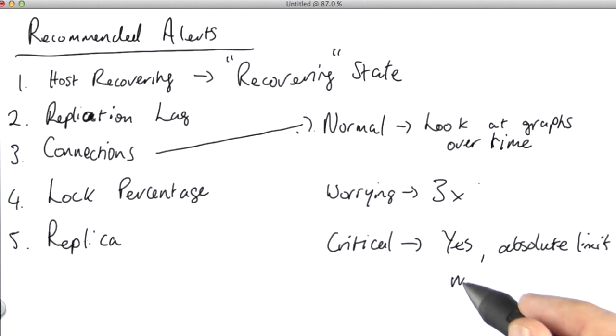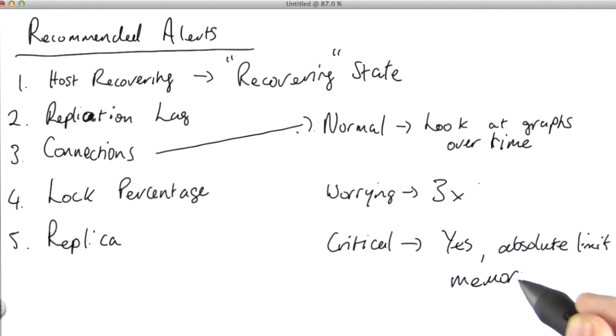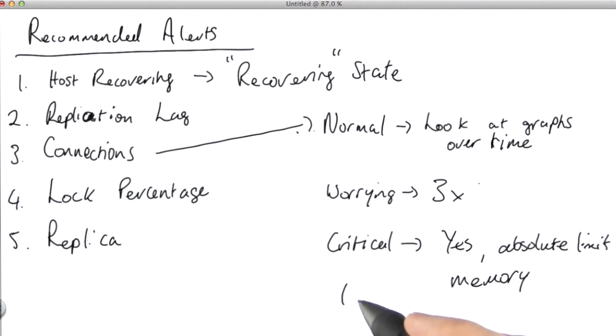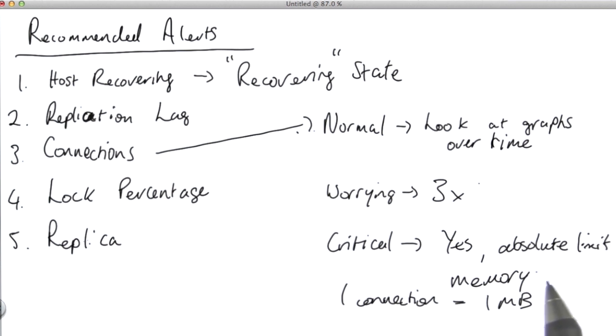Or the final limit is memory. This will be covered in more detail later on, but essentially, one connection means 1 meg of memory used. So if you've got 20,000 connections, that's 20 gigs of memory potentially that you're using. That's an awful lot of memory to be consumed, particularly for a database, at the connection level. So you probably want to set your critical level to some significant percentage of this, but definitely lower than before you actually run into the limits themselves.